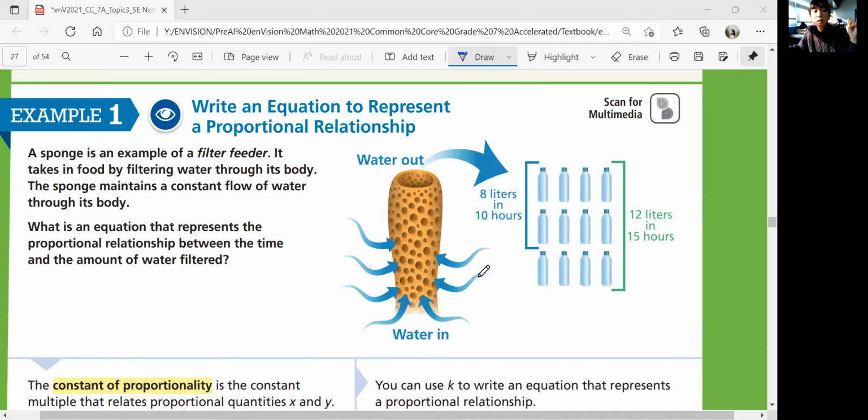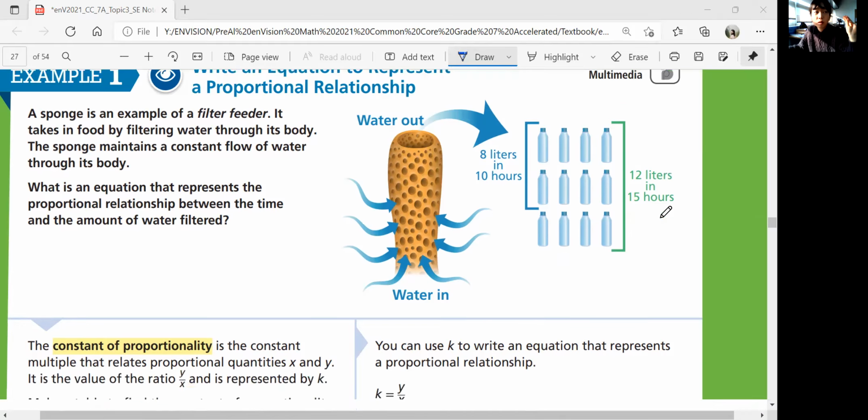So look at the sponge in this picture. Water in, water out, water in, water out. The sponge can do that. The sponge can filter water at this constant rate, which is 8 liters in 10 hours or 12 liters in 15 hours. So you can write that as a ratio as well, right?